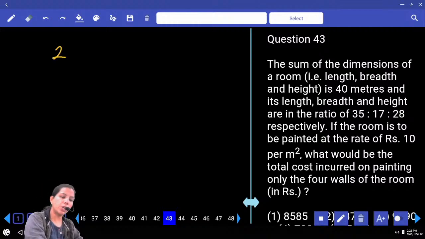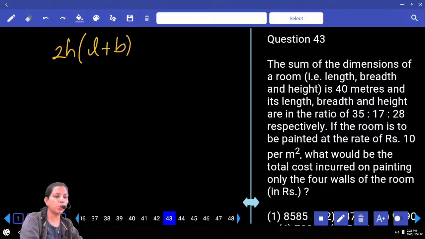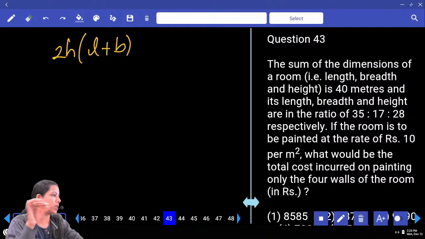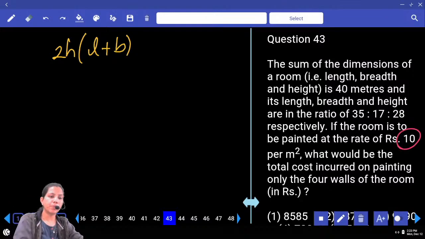So finally 2H is common and the remainder is L plus B, that is 2H into L plus B. This is the lateral surface area of the cuboid. There is a direct formula: cuboid lateral surface area is 2H into L plus B. What is the cost per meter? That is multiplied with 10. This is your answer directly.